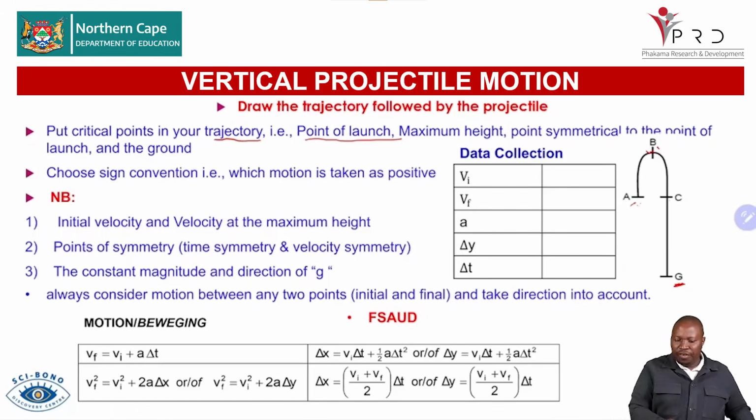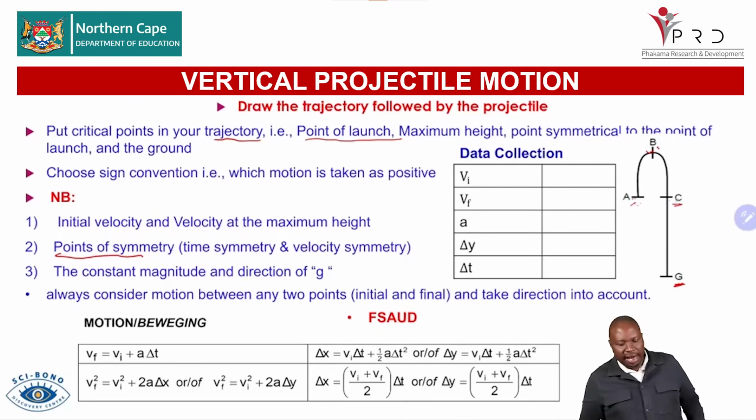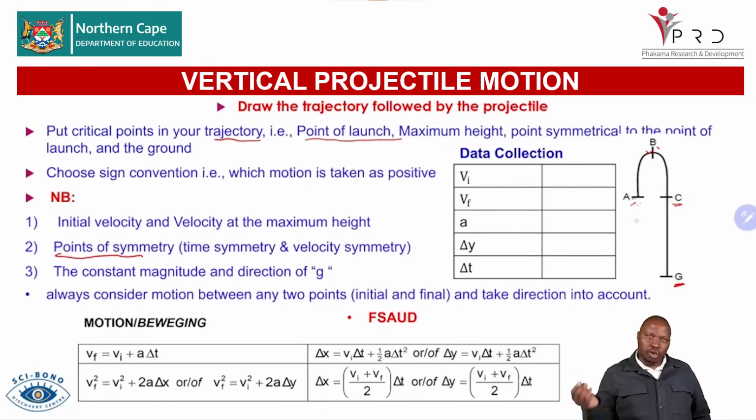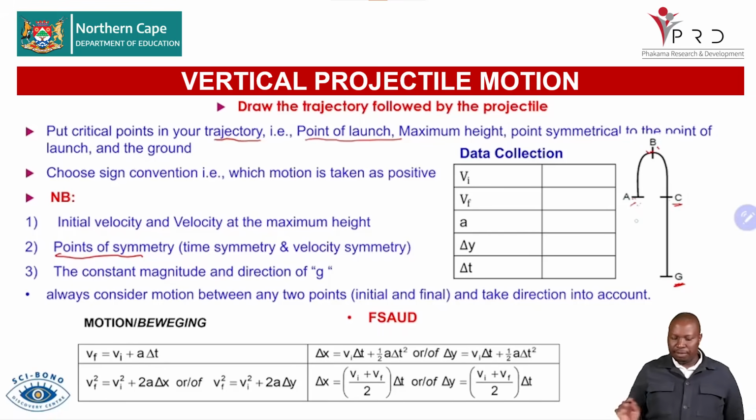And we are saying, don't forget the points of symmetry. I've talked about it, or we'll talk about the time symmetry, to say at C, the time is the same as A to B or from B to C. And then the velocity symmetry: at C, the velocity is equal to the velocity at A, because now the difference is the direction.